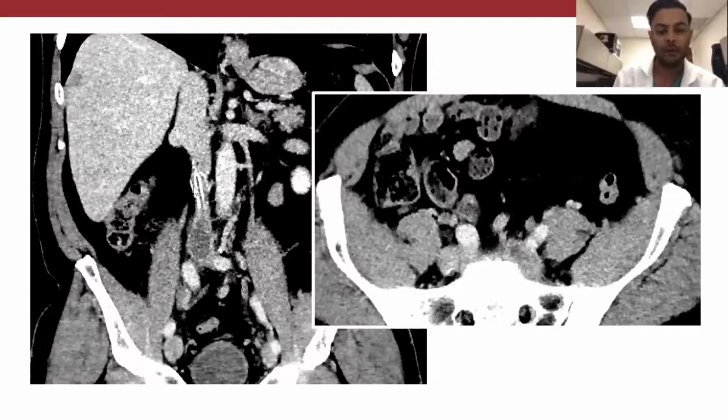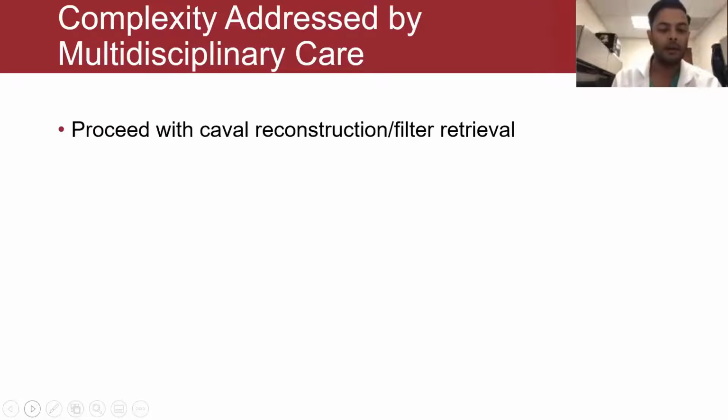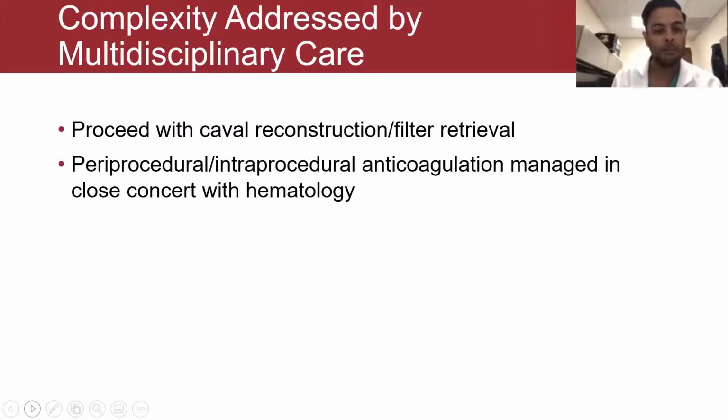So we performed imaging, and as you can see in these images, there's a filter here and thrombosis of the vena cava. While it looks acute, it is actually chronic. It's this expansile ball of collagen sitting in the infrarenal vena cava, extending into both iliac veins, as you see here. So we decided to proceed with cable reconstruction and filter retrieval to treat his venous claudication symptoms and his edema. But we were worried for a number of reasons.